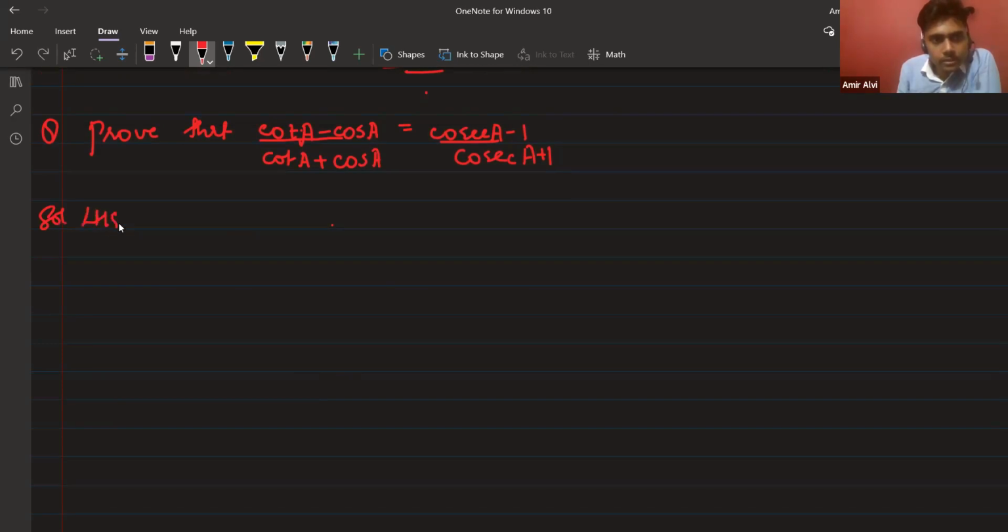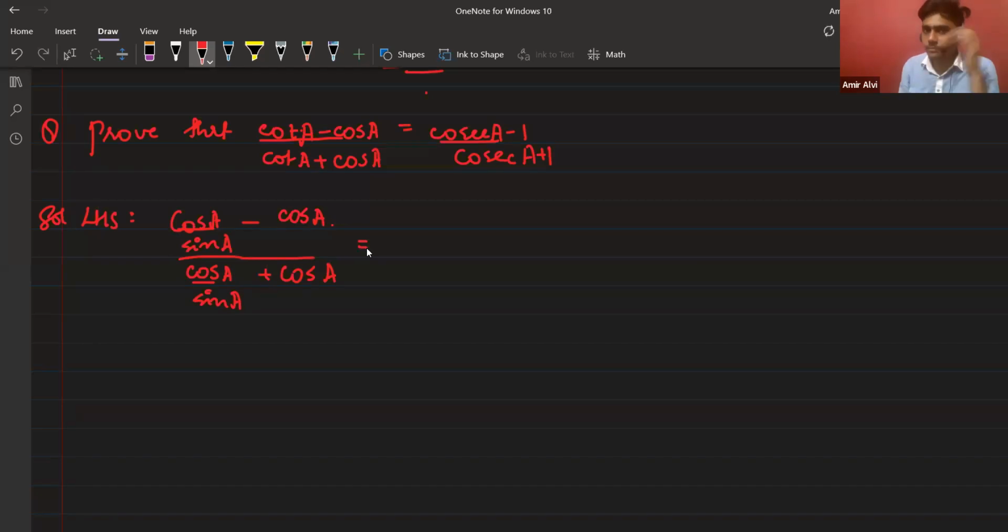Let's take LHS. LHS is cot A minus cos A. So cot A will be cos A by sine A, yes or no? Cot is the inverse of tan, which means it will get reversed: cos A by sine A, because tan is sine by cos. Yes, sir. Cos A by sine A plus cos A. Yes or no, Adil? Yes, sir.